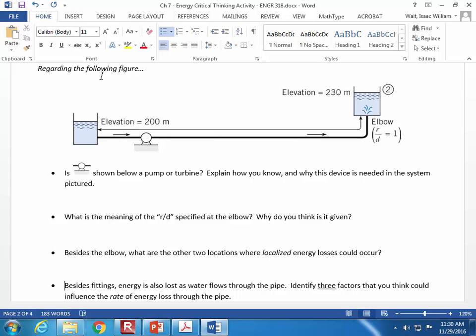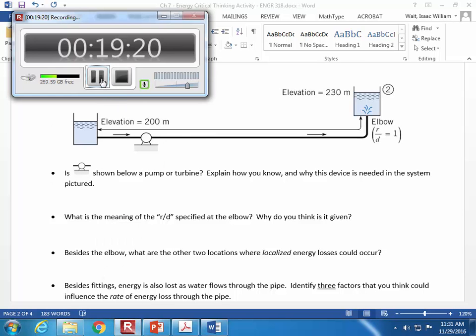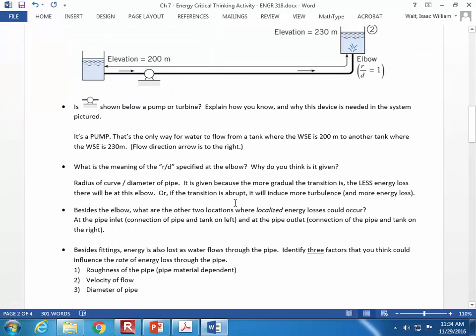A fitting is something like this. It's like where some change is happening in just a single spot. Yeah, that's a fitting. If you've got really good vision, you can see how I put it.